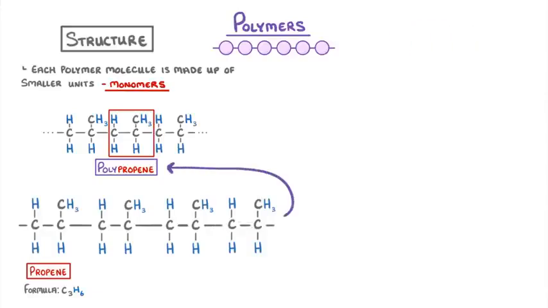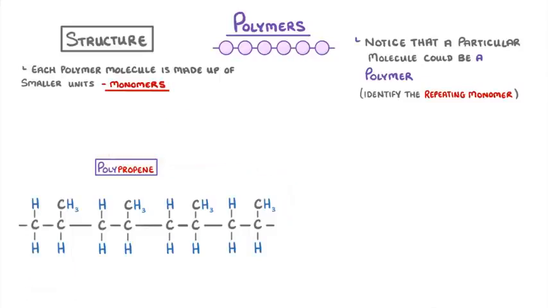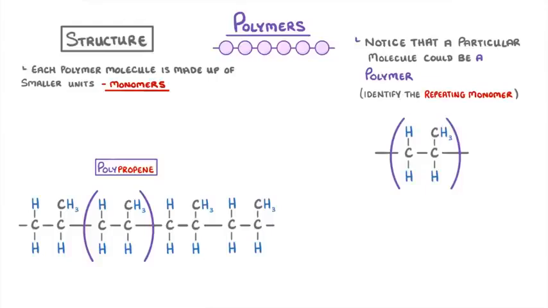Now, the important thing to be able to do is notice that a particular molecule could be a polymer, and identify the repeating monomer. For example, we can tell that this polypropylene we just made could be a polymer because we can pick out a small section that seems to repeat. Then, once we've identified this repeating unit, we can draw it out by itself. And you'll often see the letter N in the bottom right corner, which represents how many of those repeating units there are in the overall polymer.